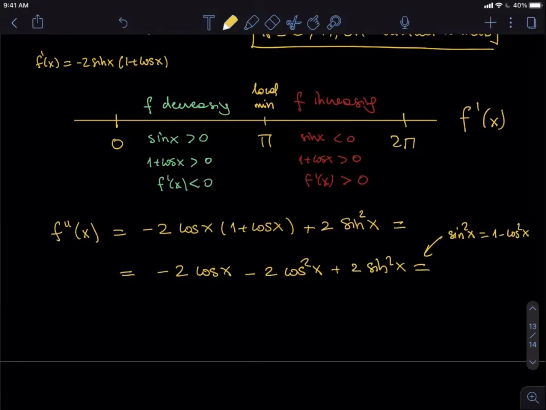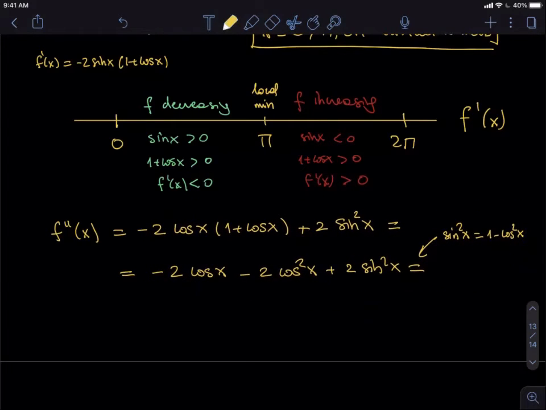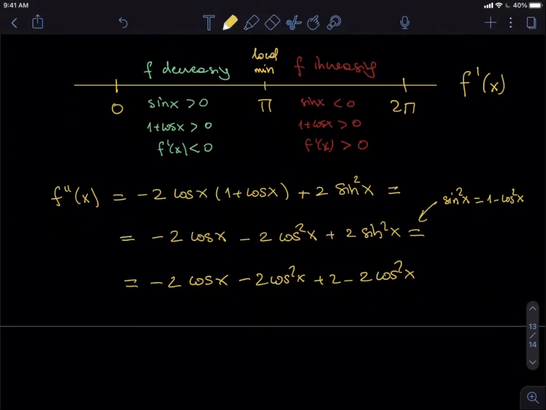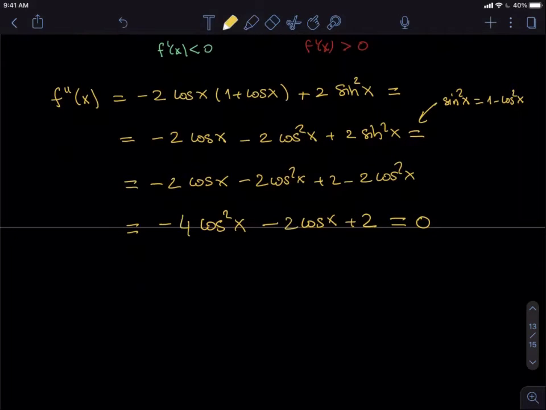Okay, why am I doing this? Because I saw that there are cosine square and sine square, so it's kind of asking for it. Cosine square of x plus 2 minus 2 cosine square of x. And the whole thing together becomes -4 cosine square plus -2 cosine x plus 2. Okay, there we go. So here this looks very complicated, but actually it's not.